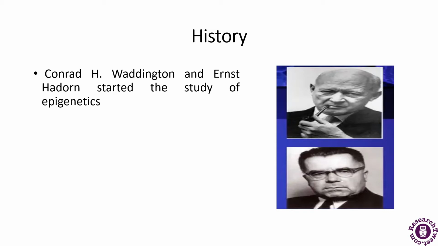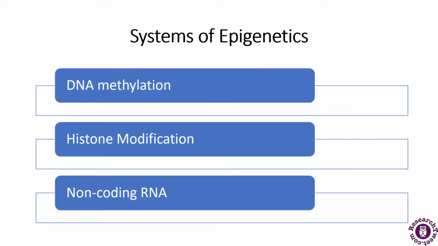Now comes the history of epigenetics. The term epigenetics was coined by Conrad H. Waddington in 1942, and was derived from a Greek word. The Greek word was epigenesis, which originally described the influence of genetic processes on development. These were the two scientists who started the study of epigenetics. Here is a picture of both the scientists.